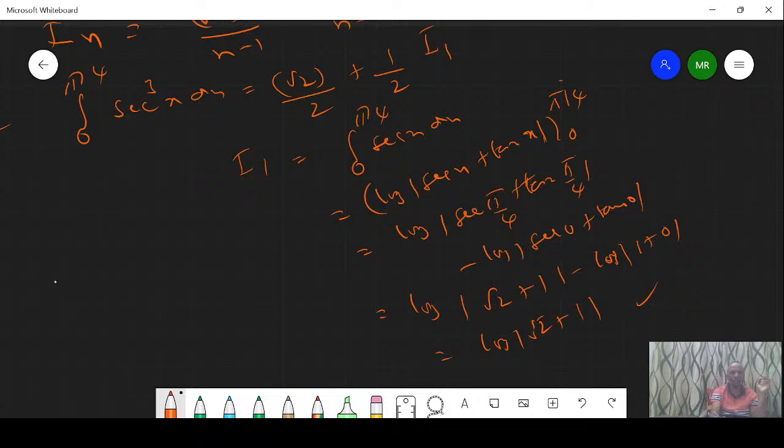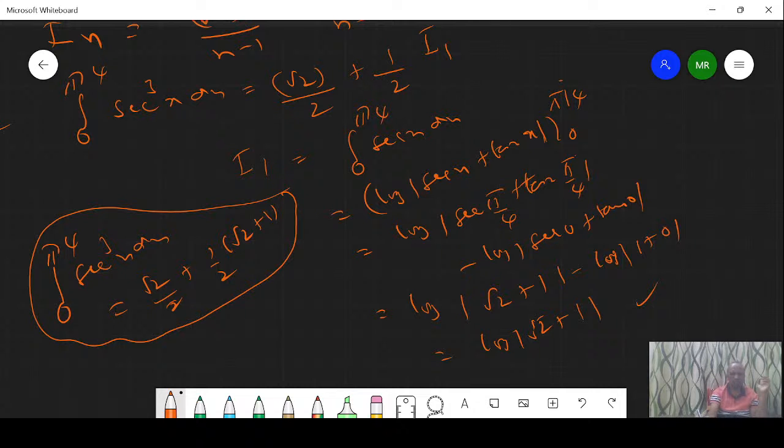We can write the conclusion: the integral from 0 to pi by 4 of secant cube x dx is also equal to root 2 by 2 plus 1 by 2 of I1, which means I can write log of root 2 plus 1. Correct. That is the I1 value. Like this we can conclude this. Correct. I think Pawan is clear. I understood this. I have repeated that. Is it clear?